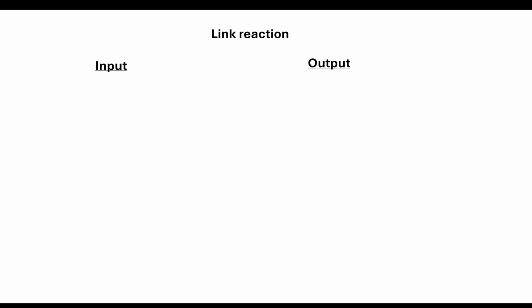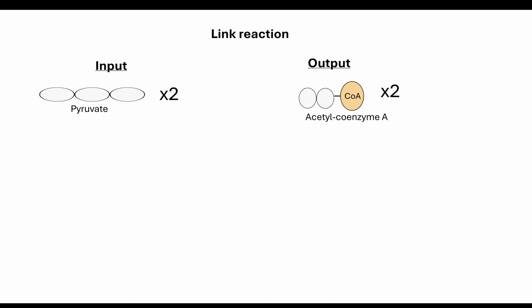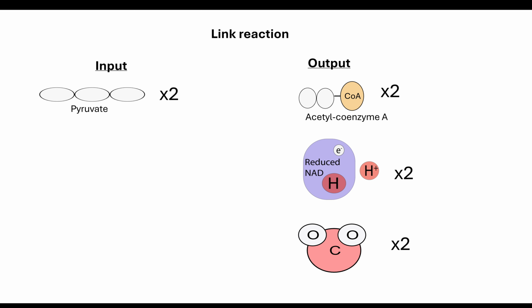So let's just remind ourselves, what was the input? The input was our pyruvate. Two pyruvates go in because for every one glucose molecule, it is broken down into two pyruvate molecules. Then we end up with two acetyl coenzyme A's. We end up with two reduced NADs. And we have two carbon dioxides that are going to be released as a waste product.